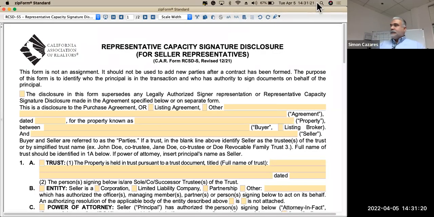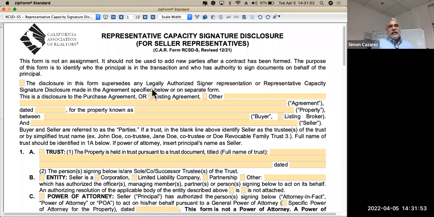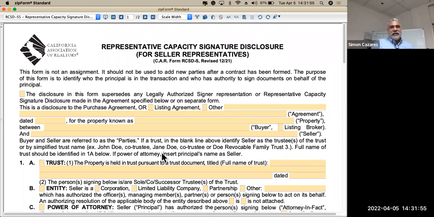Okay, everyone see that? All right, so this is the representative capacity signature and disclosure for seller representation. When you go on a listing appointment, you either ask those questions up front, or when you're on the listing appointment, you're going to know that the property is held in a trust, LLC, or corporation. You better be prepared to have this document on top of your listing agreement. And it's a simple 2-page agreement, one for buyers and one for sellers. What I'm illustrating here is the seller representative capacity form.